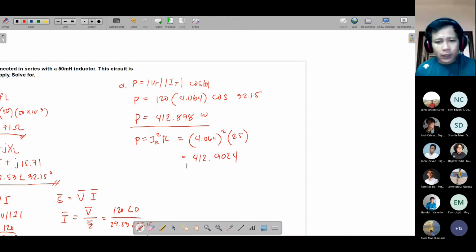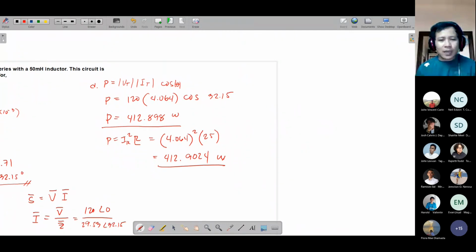412.9024. As you can see, the values are very close: 412.898 and 412.9024. Very close. So now we understand that this resistive power P is because of the resistance only. Okay? That is resistive power P.